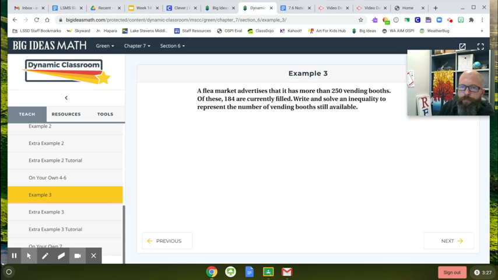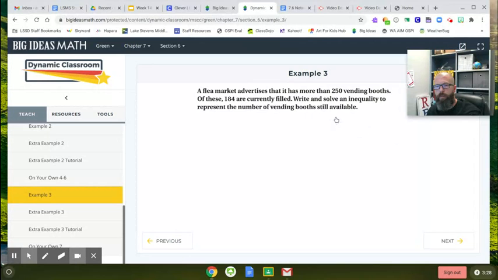All right. Here is 7.6, example 3. A flea market advertises that it has more than 250 vending booths. Of these, 184 are currently filled. Write and solve an inequality to represent the number of vending booths still available.